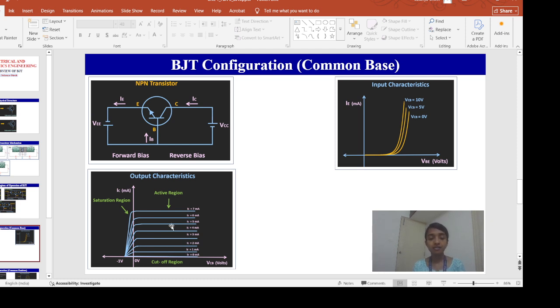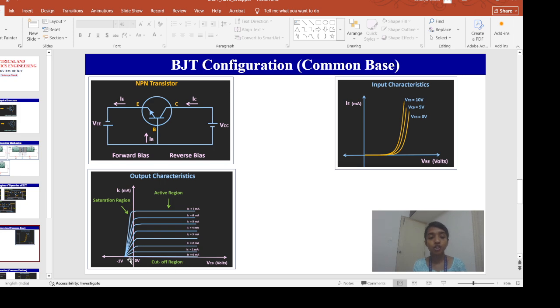That we can see in further studies. And in the active region, what happens? The emitter base junction is forward biased and the collector base junction is reverse biased. Now cutoff region means the transistor is off. That means both emitter base and collector base junctions are reverse biased. What is this cutoff region? The cutoff region is the region to the right of VCB equals 0 and below IE equals 0. In this region, the transistor acts as an off switch.